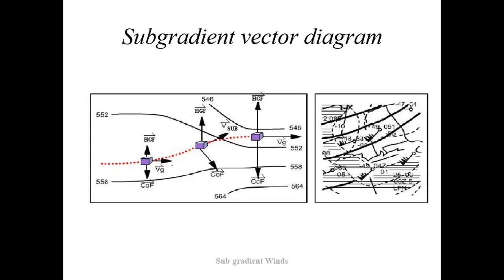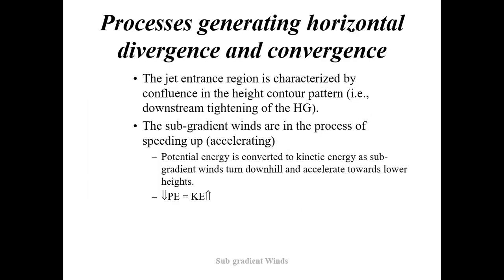You get these in the entrance region of jet maxes. Things initially are in balance. They're geostrophic between height gradient force and Coriolis force. Then they temporarily go out of balance in the jet max entrance region, where the Coriolis force is temporarily stronger than the height gradient force. That's known as a subgradient wind, slower wind speeds temporarily. Then that parcel eventually speeds up in the middle of the jet max, and you have balance again established in a geostrophic wind. So that jet entrance region is characterized by confluence in the height contour pattern.